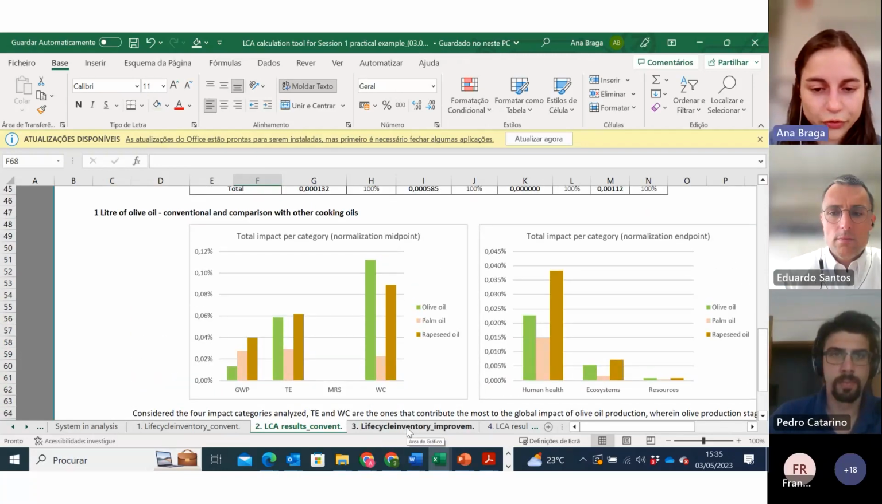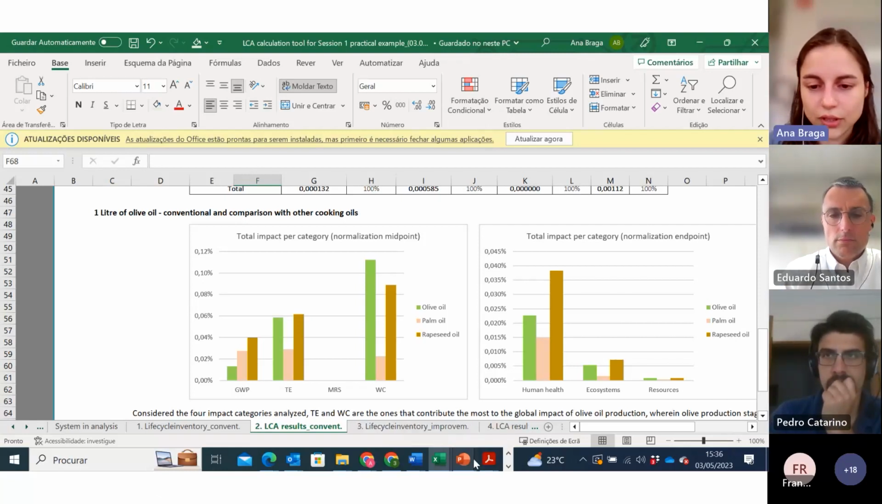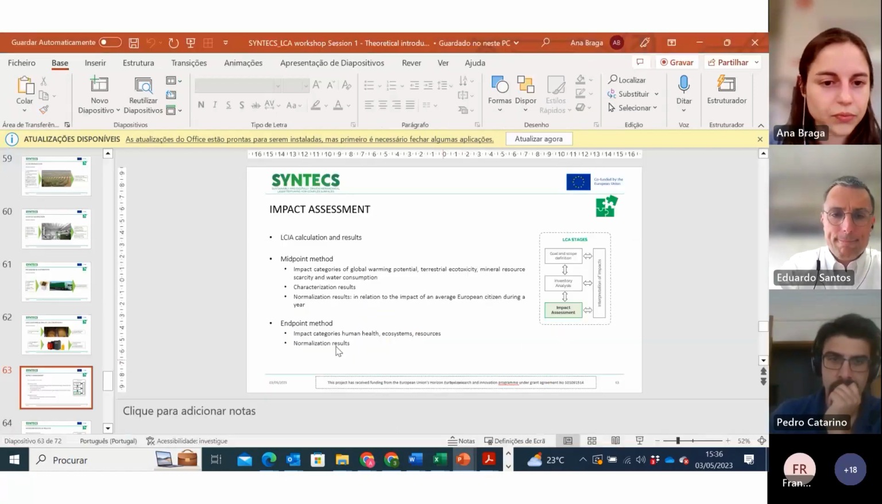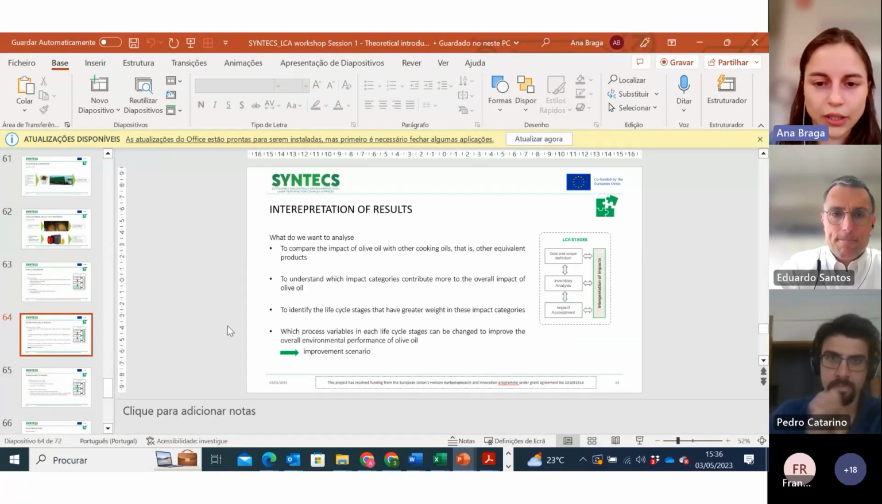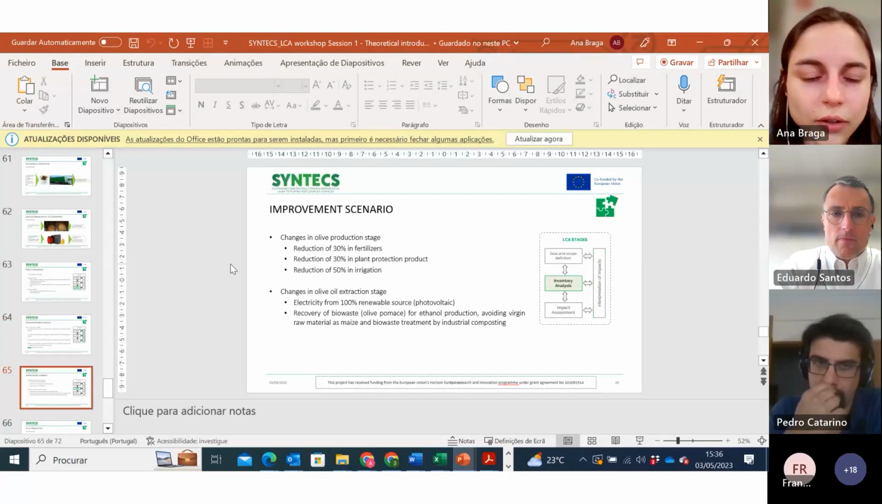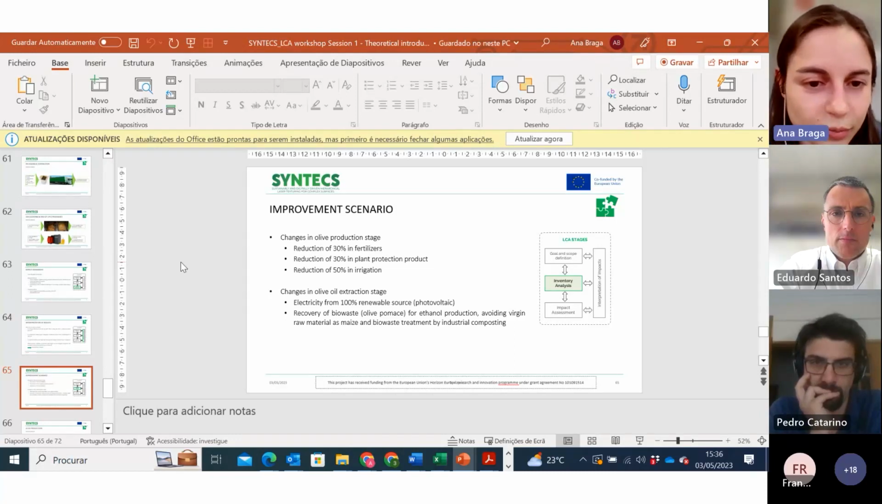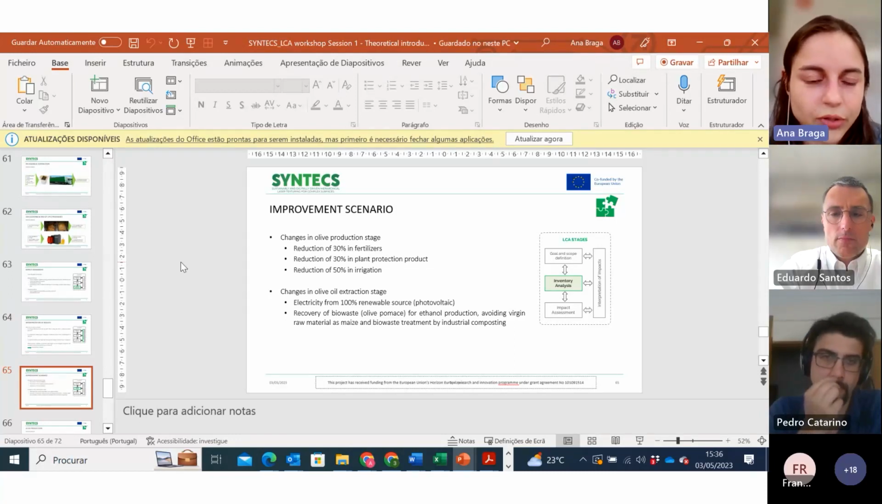So if we have room for improvements, we can think what we can change in the inventory in order to get this environmental improvement. So yes, after we identify what we want to identify, okay, so this is our proposal for the change in variables of the process to improve.